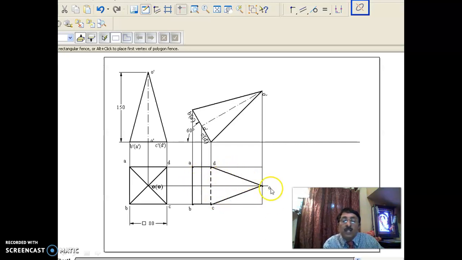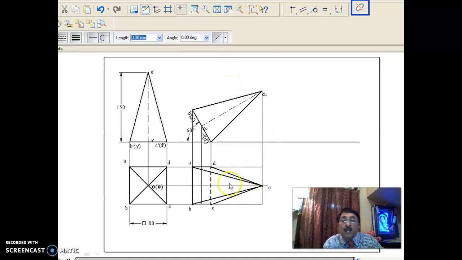Plus OD and OC. Totally we have completed 6 edges. Now we are left with 2 more edges. One is OA, one is OB. Now when the observer is looking from here, OB and OA are nearer edges to him. As a result, obviously, he can see those 2 edges. That is why I'll darken OA and OB because they are seen by the observer.